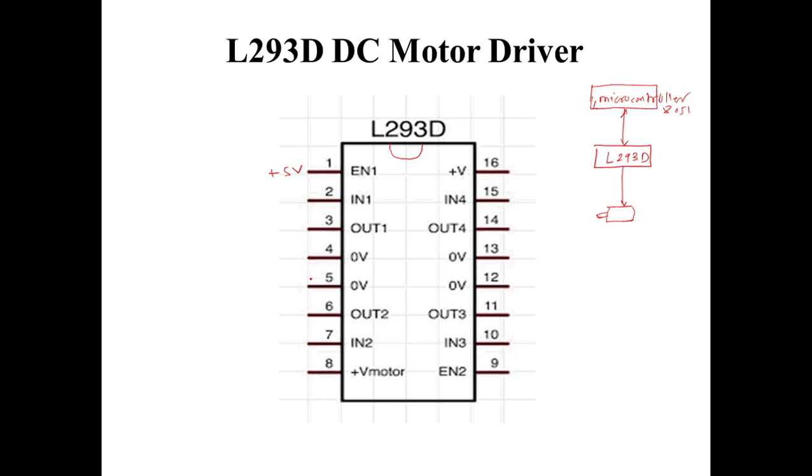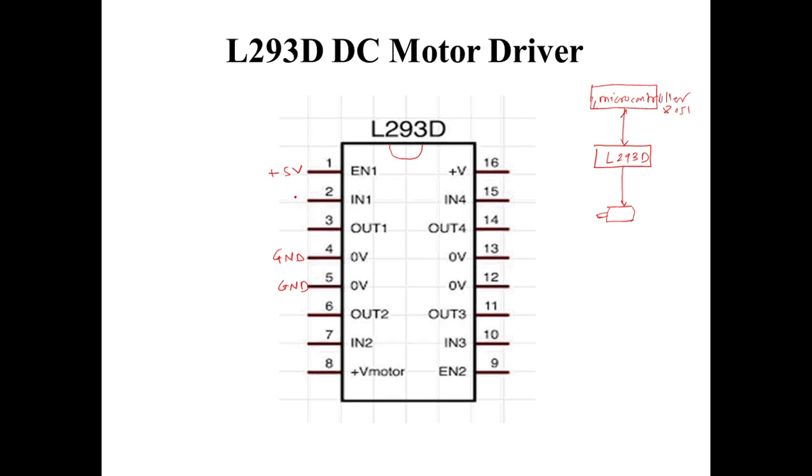Then pin number 4 and pin number 5 are 0 volt, which means they are supposed to be connected to ground. Fine. Then pin number 7 over here is the second input, and pin number 6 will be the second output.